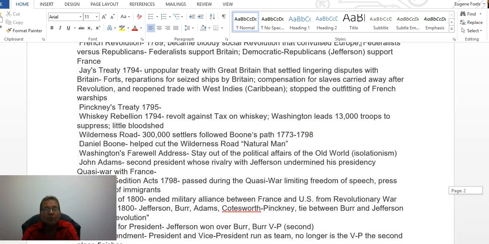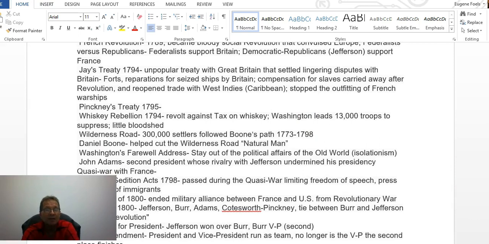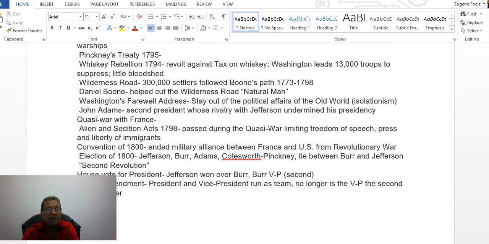The Wilderness Road was cut by Daniel Boone, and eventually 300,000 settlers are going to follow that during those years into what is today Kentucky, a very lucrative and wonderful natural area with natural resources and game and bountiful, fertile soil for farming. Washington warned in his farewell address to stay out of the affairs of the old world, and that will eventually come to be called the foreign policy of isolationism.